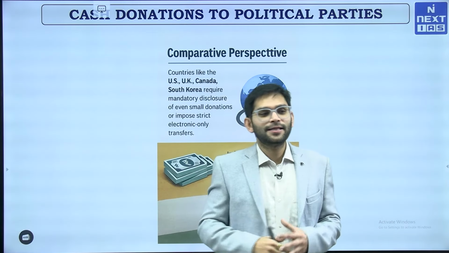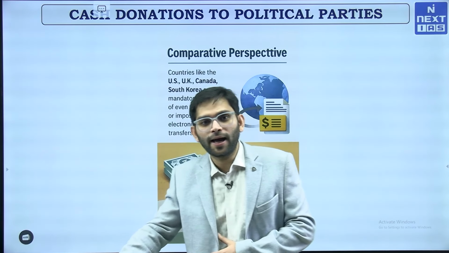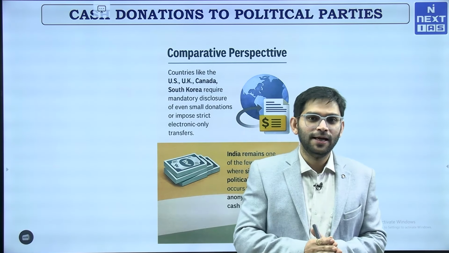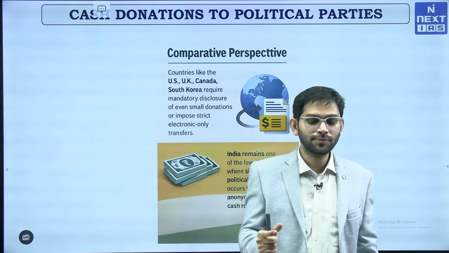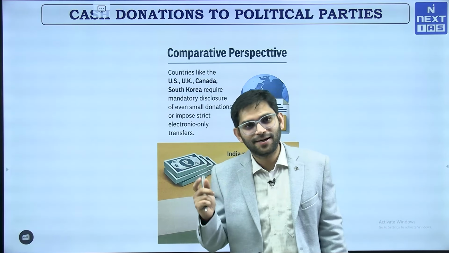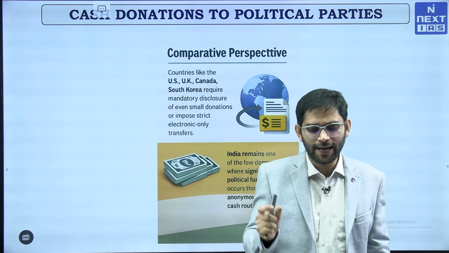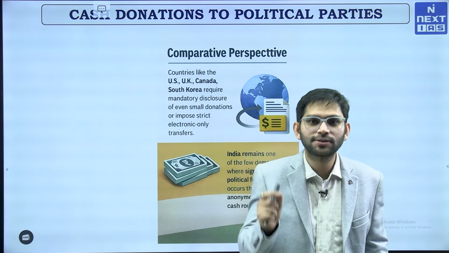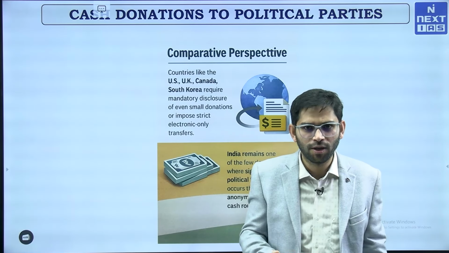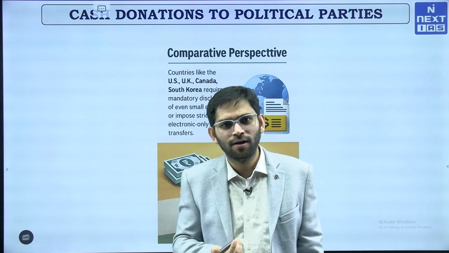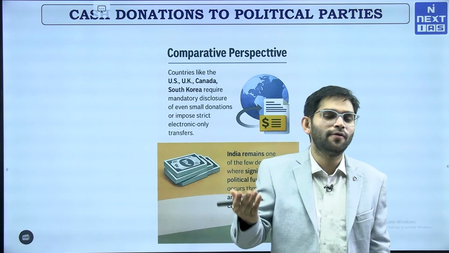So, while writing the mains answer, you need to see what are the arguments in favor and what are the arguments against. Let us see the arguments against. Okay. Now, one is transparency. There is a lack of transparency, and the Right to Information, Article 19(1)(a), states that you need to have information about anything. Your voting is a constitutional right. Okay. Now, if you are not able to know from where the political party is getting the funding, then it is of no use.